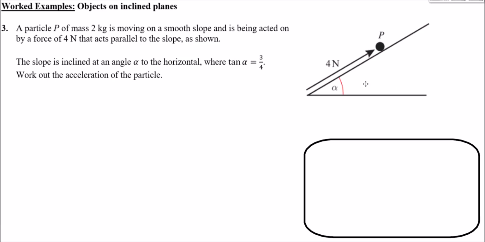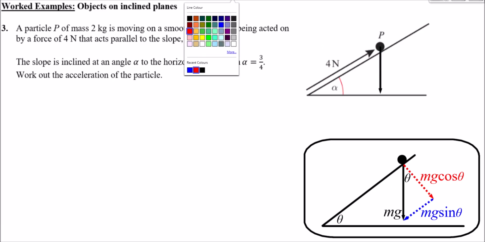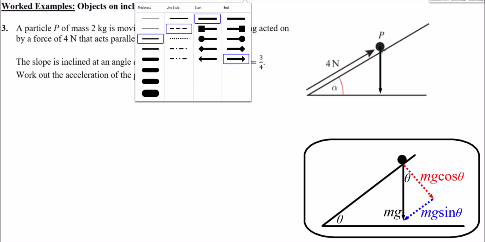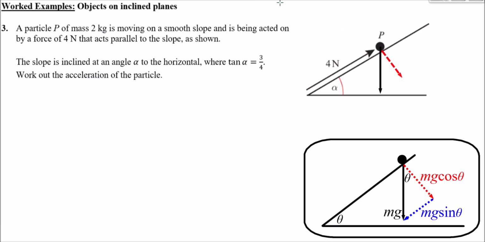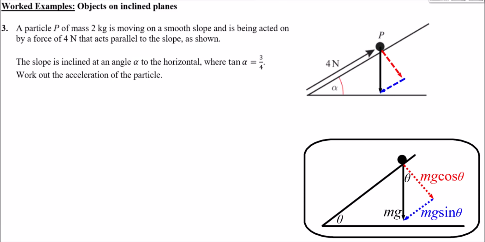So again, just to remind us, how do we resolve a weight which is perpendicular and parallel to a slope? We can do this. So let's do that here. But in our case, theta is actually this alpha. So just add on the information we need. Perpendicular and parallel to the slope. So this is going to be alpha as well.